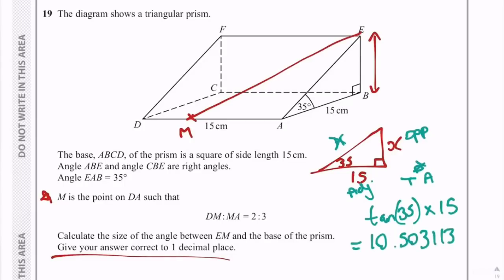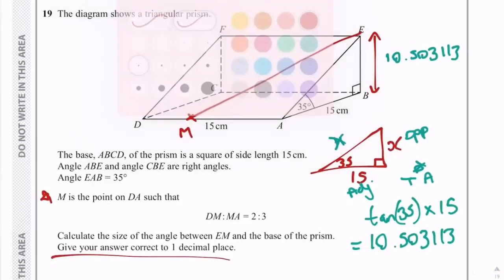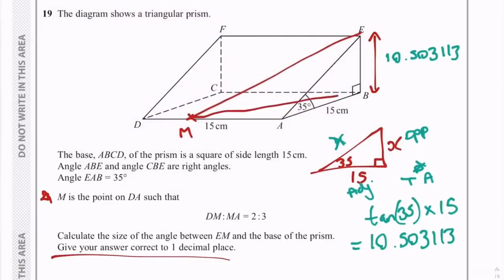10.503113. A few more decimals, but it does only want your answer to one decimal place, so I think going to 6 is plenty enough. And that is the length of EB. So I'm going to write that up here. 10.503113. Okay. Coming back to this line that I've erased from M to B.